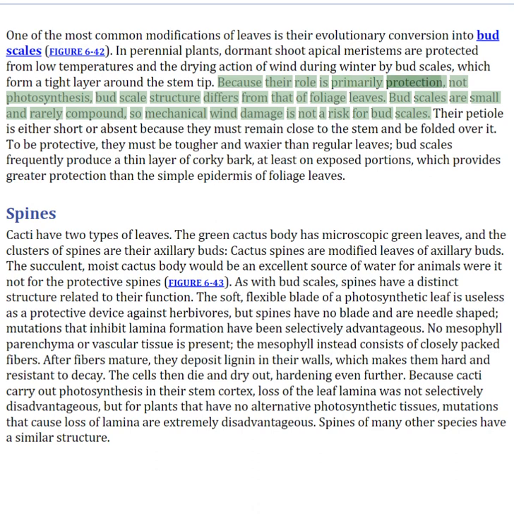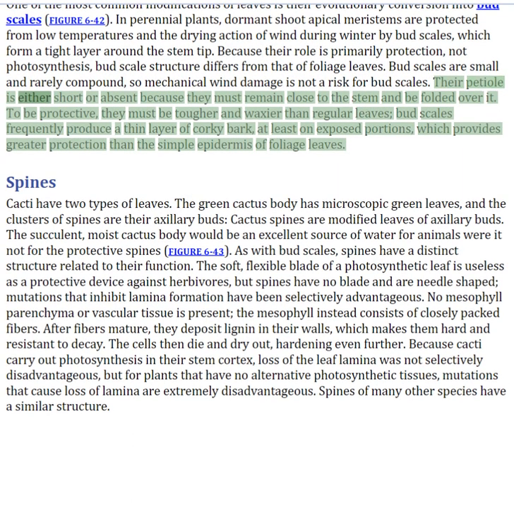Because their role is primarily protection, not photosynthesis, bud scale structure differs from that of foliage leaves. Bud scales are small and rarely compound, so mechanical wind damage is not a risk for bud scales. Their petiole is either short or absent because they must remain close to the stem and be folded over it. To be protective, they must be tougher and waxier than regular leaves. Bud scales frequently produce a thin layer of corky bark, at least on exposed portions, which provides greater protection than the simple epidermis of foliage leaves.